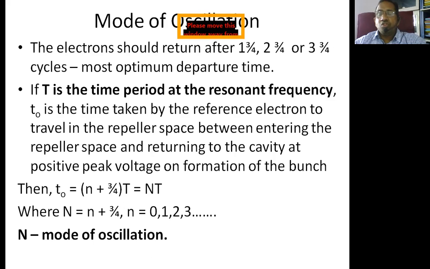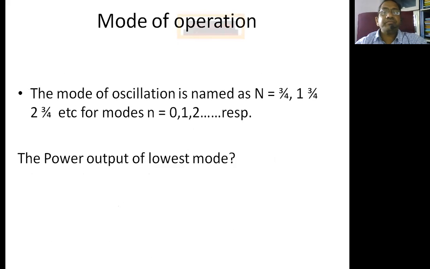At the minimum mode, the power level of the signal is going to be really maximum in the klystron. So 1 3/4 is ideally going to generate a signal with maximum power in the reflex klystron oscillators. The modes of oscillations of a reflex klystron can be named as n = 3/4, 1 3/4, 2 3/4, etc., for modes n = 0, 1, 2, 3, 4 respectively. The power output of the lowest mode is going to be maximum. So usually n = 0 is not considered; n = 1 is considered. So 1 3/4 usually is going to give us large power output signals.